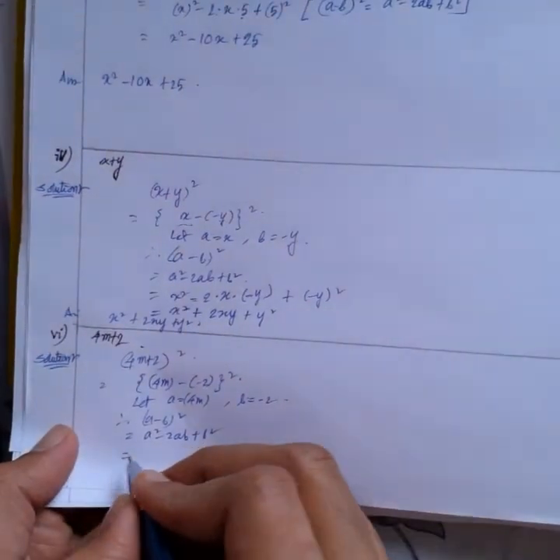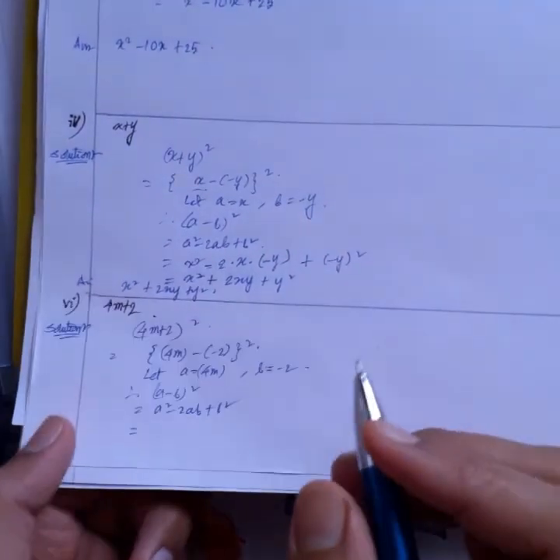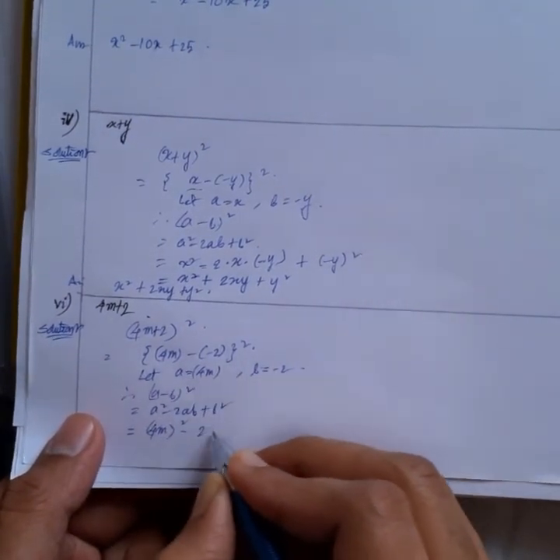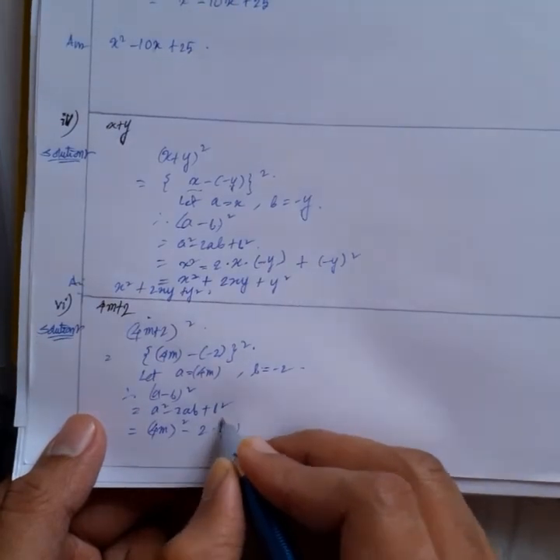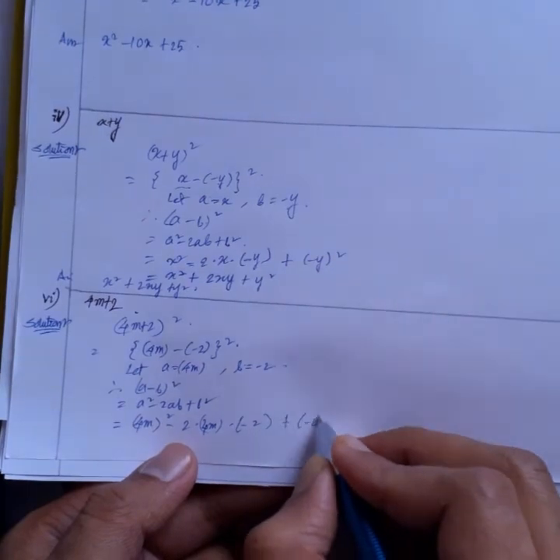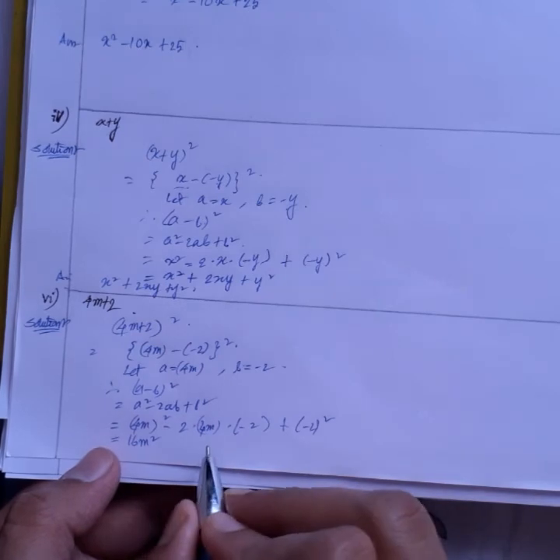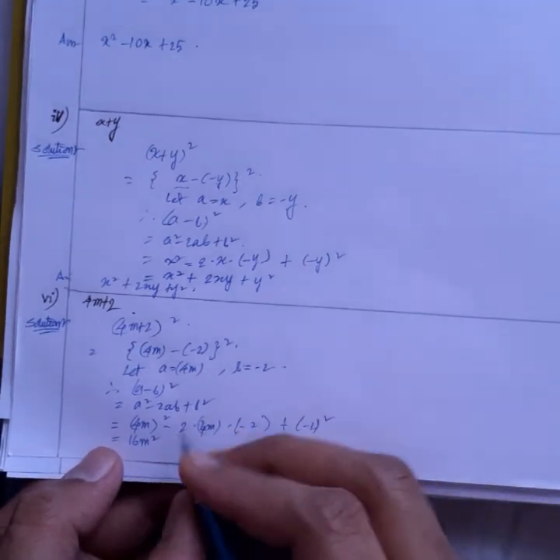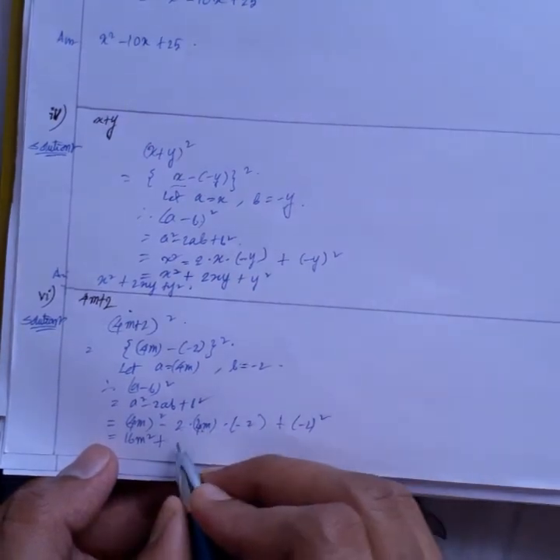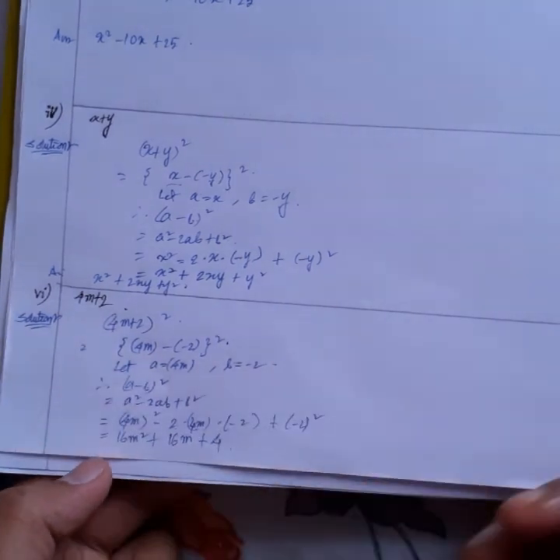Now in place of writing a, we can write 4m. So over here you are getting 2 into 4m into minus 2, and from here you are getting minus 2 square, so you are getting 16m square. From this multiplication you are getting minus minus plus. From this multiplication you are getting 2 4s are 8, 8 2s are 16, 16m plus, from here you are getting 4. So that is the answer for this problem.